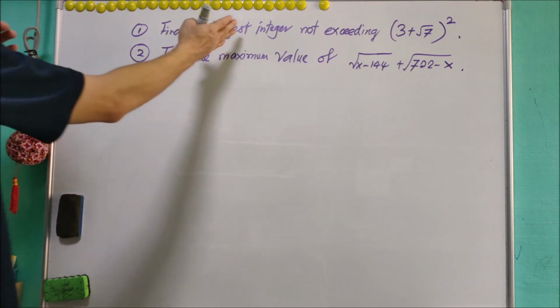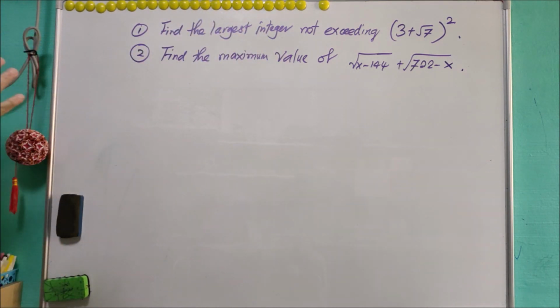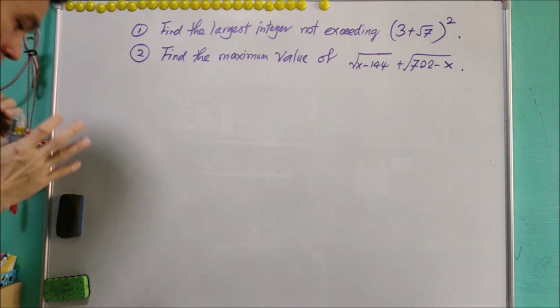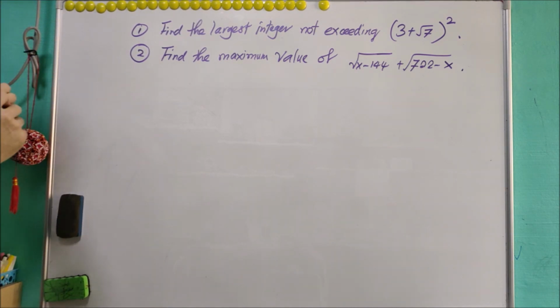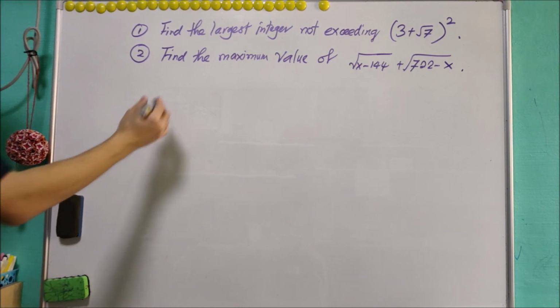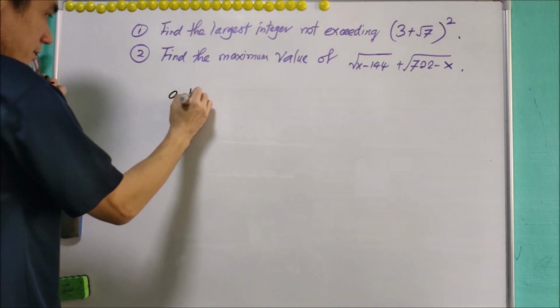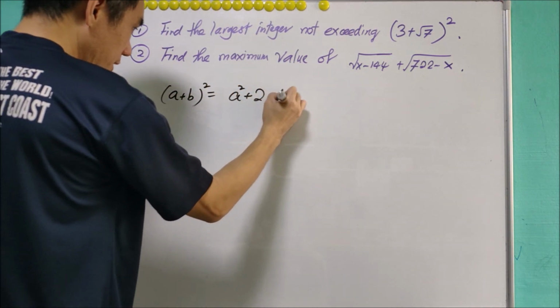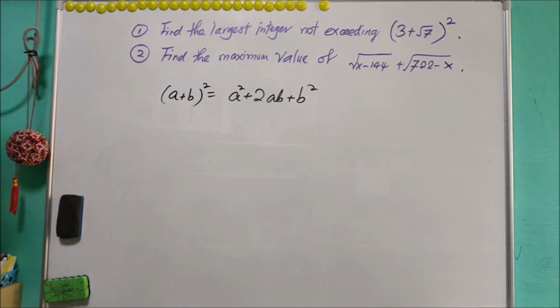Today, I present these two questions that can be solved using the same method. This lesson is especially suitable for beginners. The tools that we use are actually very simple. That is, the square of a plus b is equal to a squared plus 2ab plus b squared, which I believe everyone will be familiar with, right?